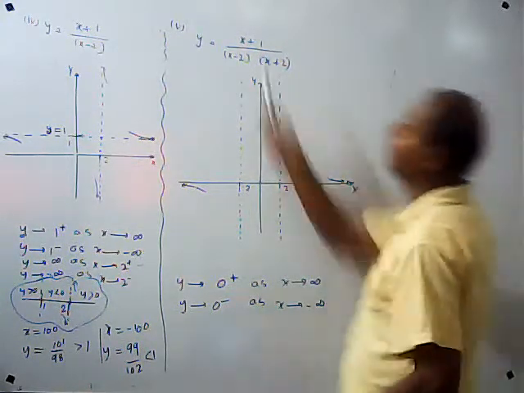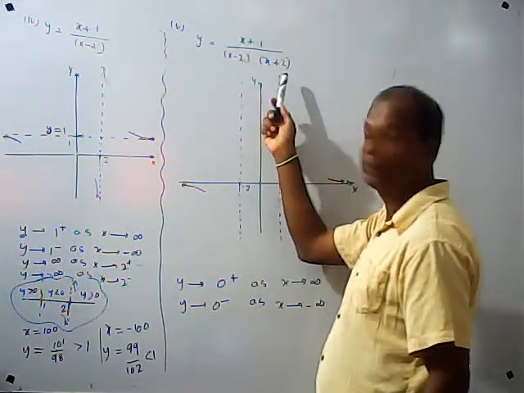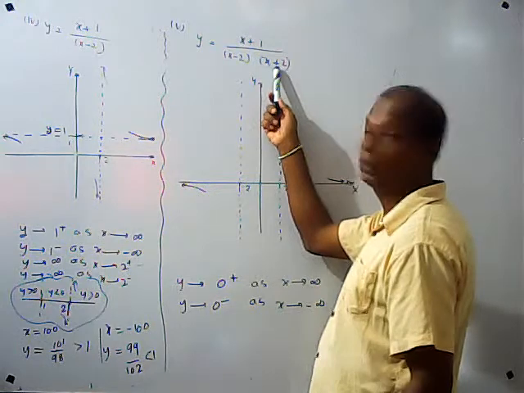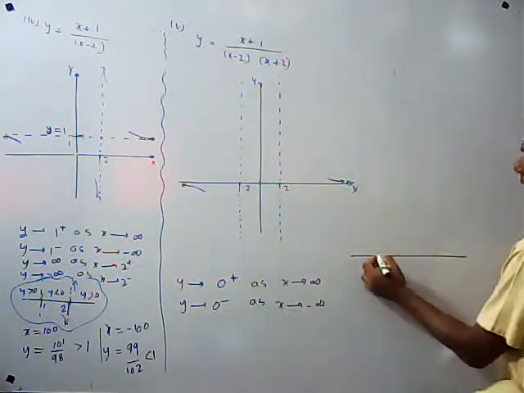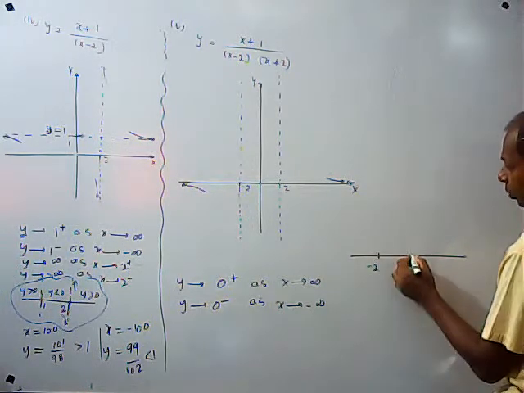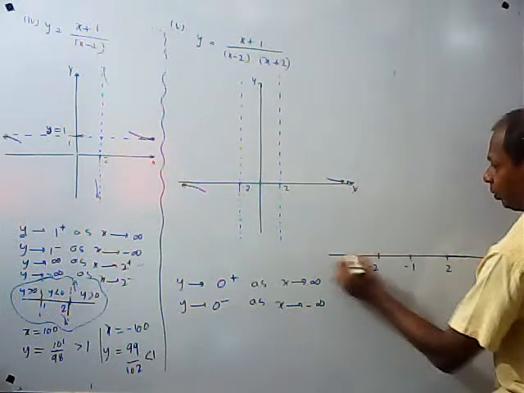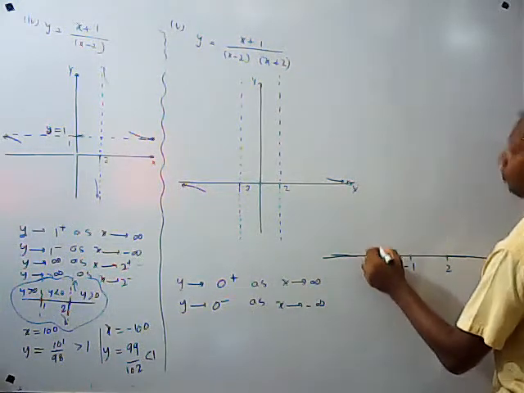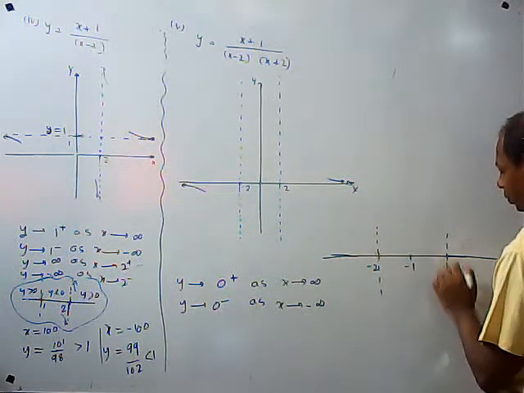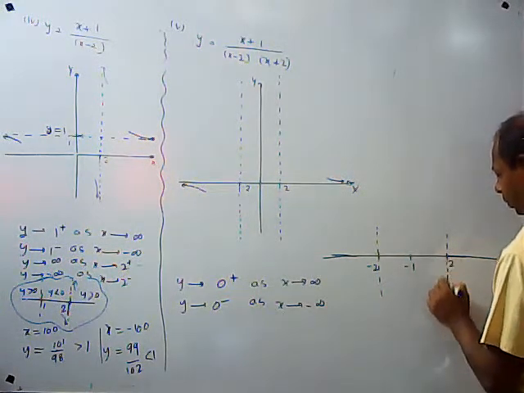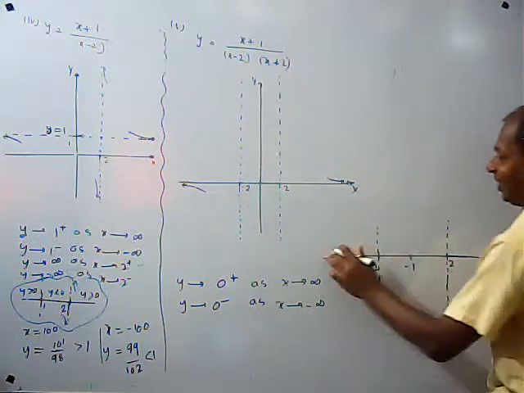The sign of y is determined by three factors. So on the real number line, you mark minus 2, minus 1 and plus 2. Minus 2, minus 1 and plus 2. So two vertical asymptotes at minus 2 and plus 2.